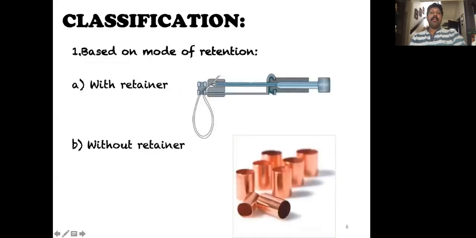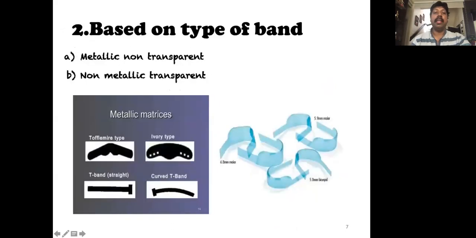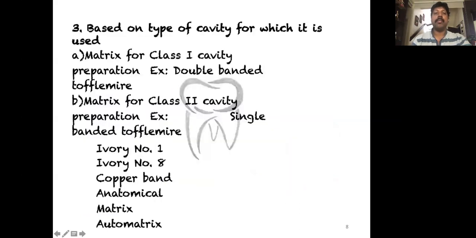Now the classifications. There are four classifications. First is based on the mode of retention, how the band is retained. This is with a retainer. Can you see the retainer here? Here you don't have a retainer at all: a copper band. See here, it's just a band, there is no retainer. So, with retainer and without retainer. Based on the type of band, it can be metallic, which you're using now: Tofflemire type, ivory type, T-band, curved T-band. There are also plastic, non-metallic bands, used for composite restorations.